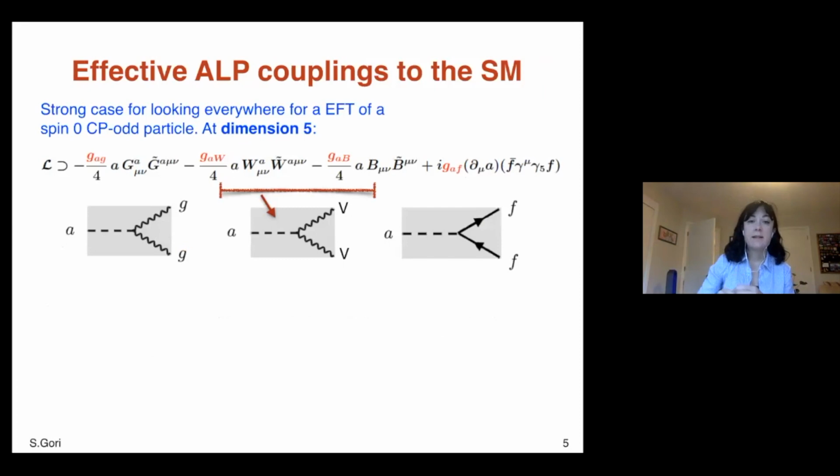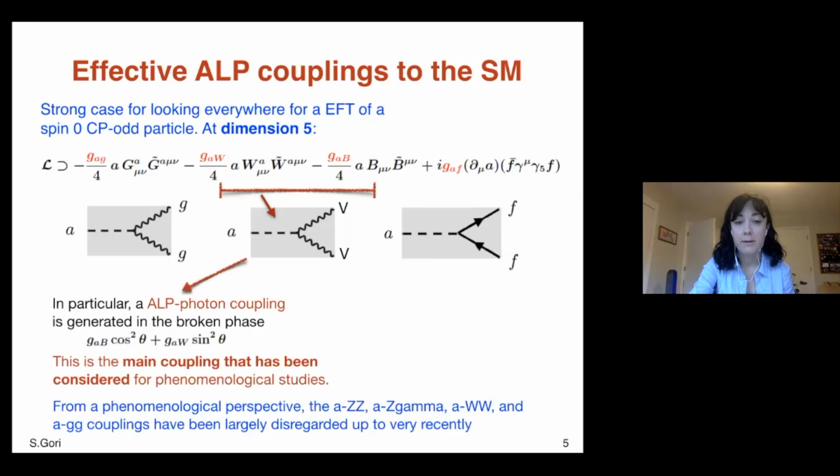Now, what is interesting is that the second and third operators that we see written down here will mediate the coupling of the ALP with photons in the broken phase. And this coupling is the main coupling that has been studied from the phenomenological perspective.